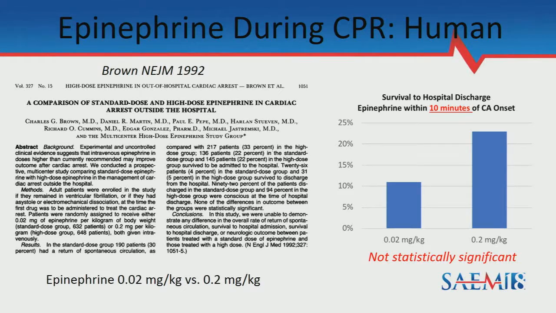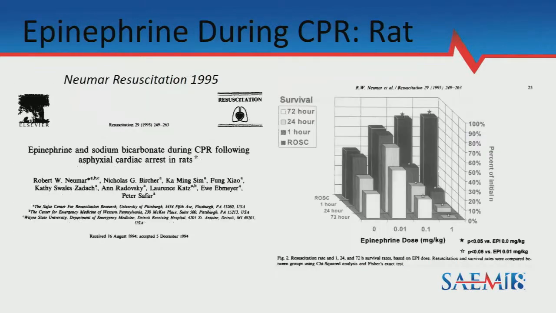After leaving Chuck Brown's lab at Ohio State, I went back to Pittsburgh to finish my residency and did a research fellowship. That's when I started working with Peter Safar, and we did a rat study looking at high dose epinephrine. This was a fun study where we looked at 0.01 per kilo, so that's a little less than standard dose, 0.1 per kilo, and then a milligram per kilogram. So this is like giving a human 70 milligrams of epinephrine, just to see if we could push the limit and see what would happen.